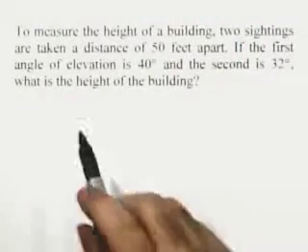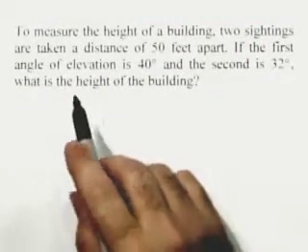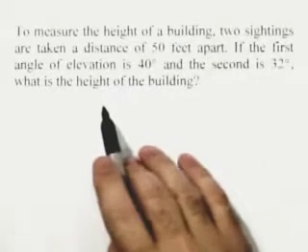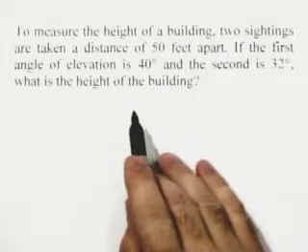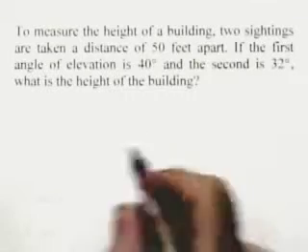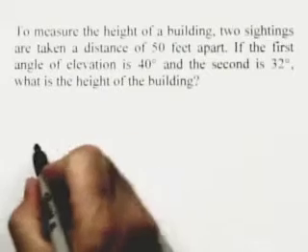In this problem, we're going to use right triangles to determine the height of a building. To measure the height of a building, two sightings are taken a distance of 50 feet apart. If the first angle of elevation is 40 degrees and the second is 32 degrees, what is the height of the building? We'll start by drawing a diagram to represent the situation.